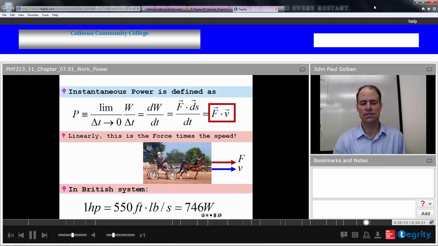In the British system, 1 horsepower is 550 foot-pounds per second. So if you were moving 550 pounds one foot per second, you would have a horsepower, and that translates to 746 watts in the SI or metric system.